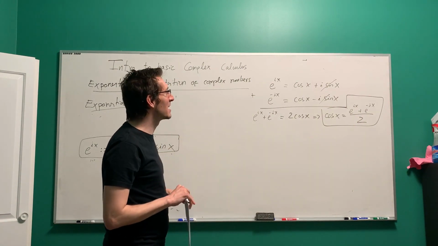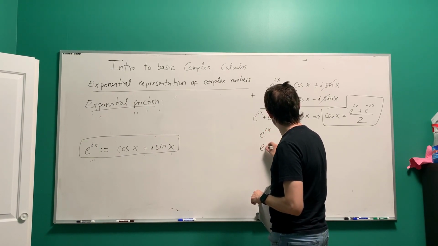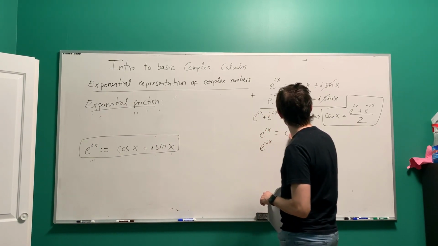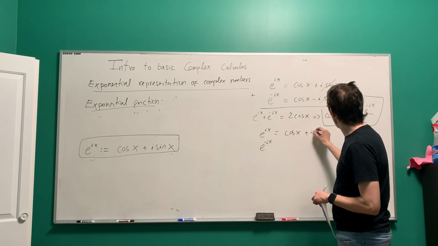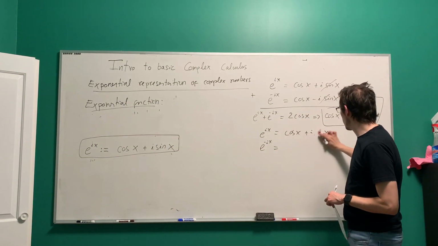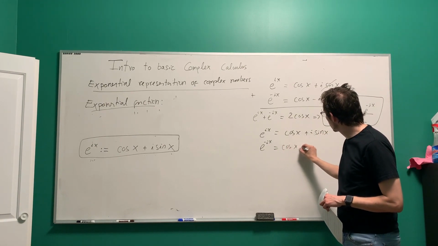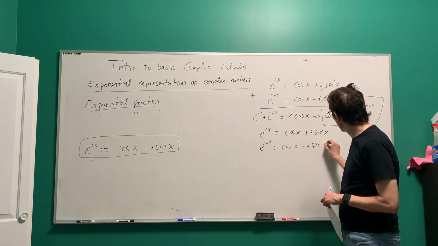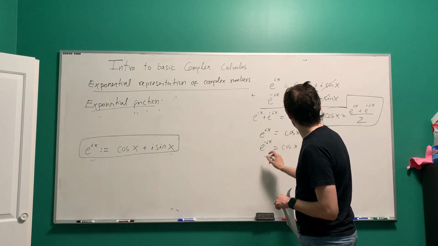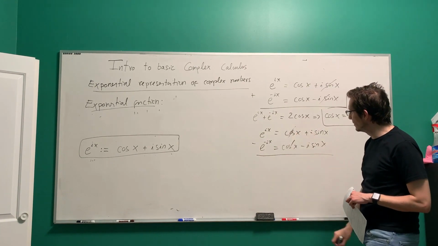Anyway, we can do the same thing with the difference. We can subtract now. e to the ix, e to the minus ix equals cosine of x plus i sine of x. This one, oh, my handwriting is acting up again, sorry about that. Cosine of x minus i sine of x. Instead of adding up, I can subtract them. So the cosines cancel in this case.